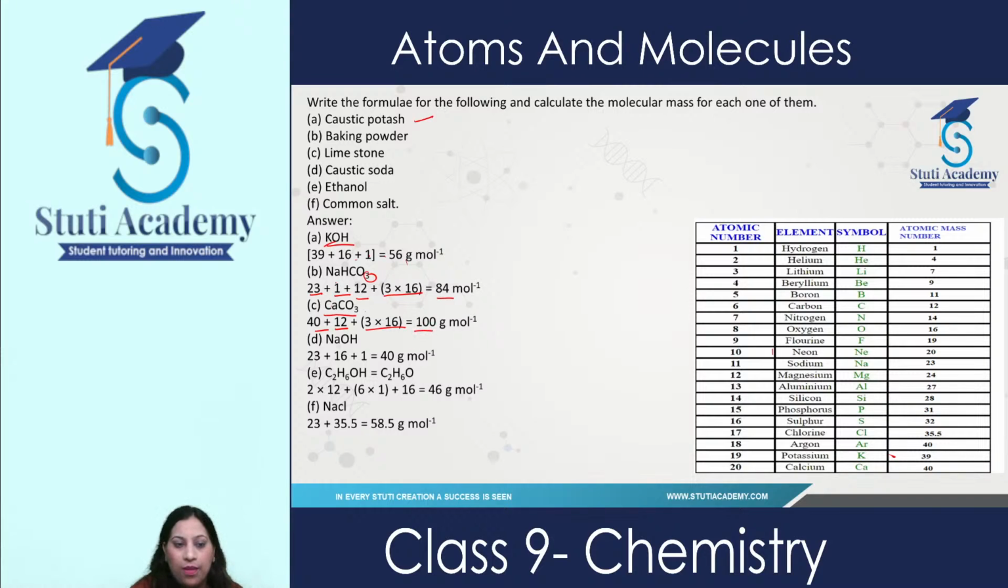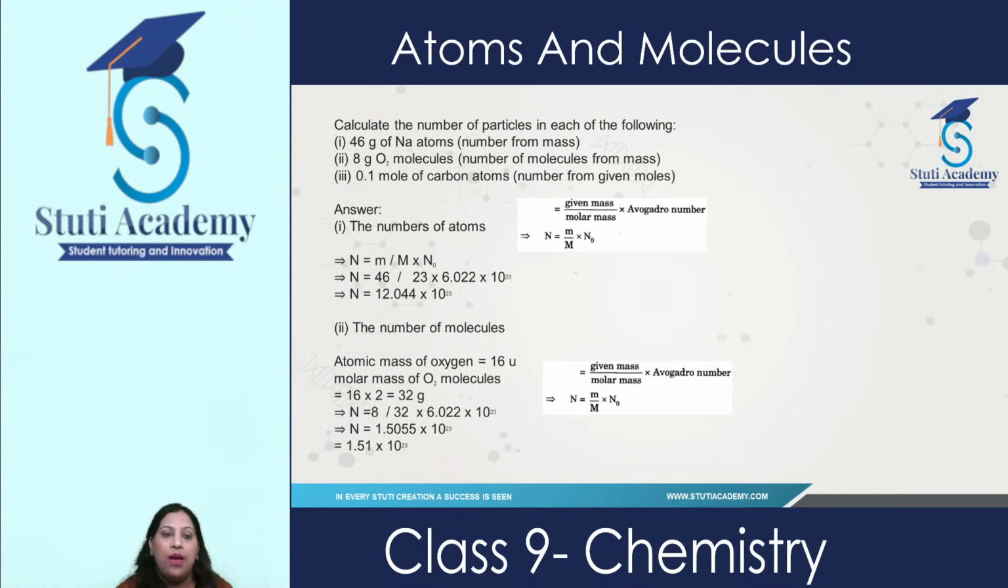Then we have ethanol: 2 into 12 for carbon, 6 into 1 for hydrogen, and 16 for oxygen, plus 1 for hydrogen again. So this is how we'll write the formula. Okay. Then we have NaCl, sodium and chlorine. Then we'll get this answer. As simple as that. So it is very easy to write down the molecular masses if you know their atomic masses.